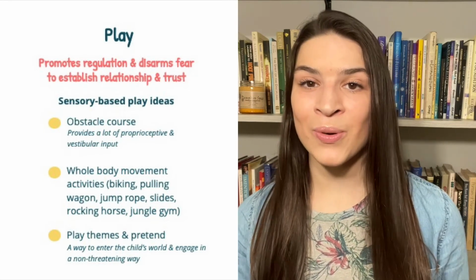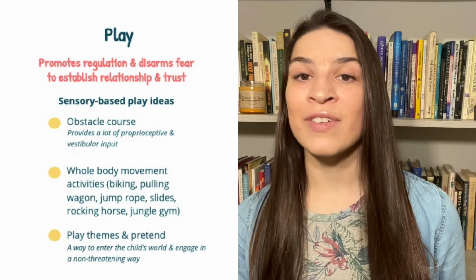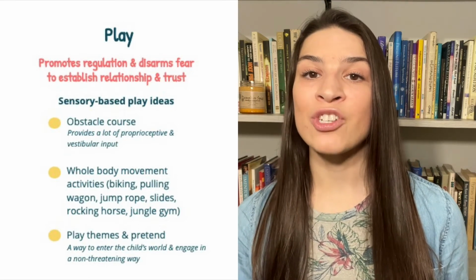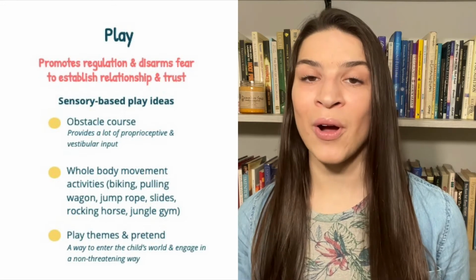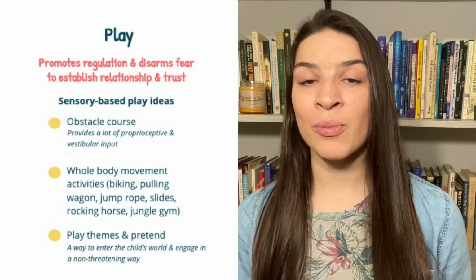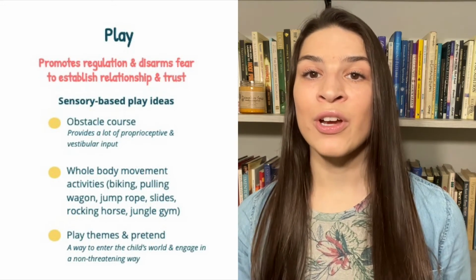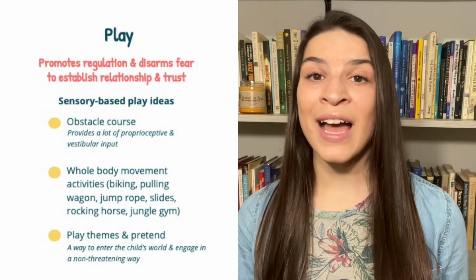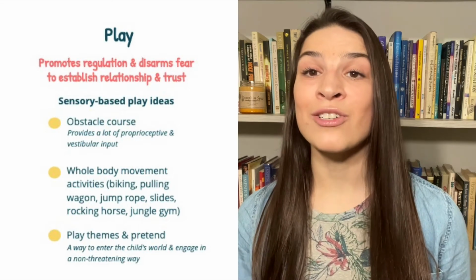Make an obstacle course. This typically provides a lot of vestibular and proprioceptive input, especially when they have to climb, jump, crash, balance, or crawl. Other activities that incorporate whole body movement include riding a tricycle or a bike, pulling a wagon, jumping rope, sliding, riding a rocking horse, and playing on jungle gyms.